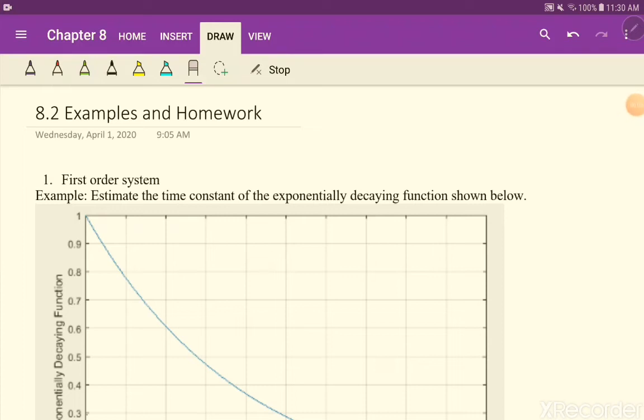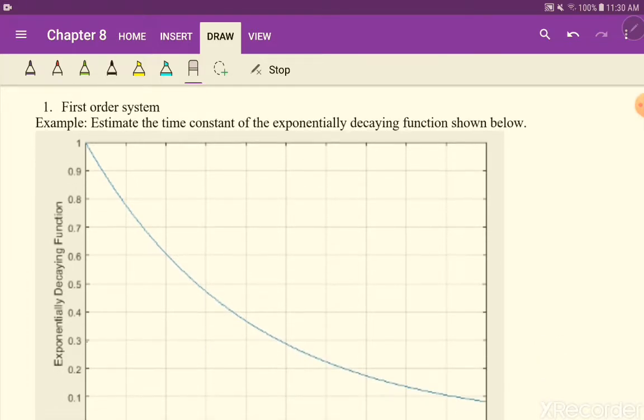Okay, let's do some examples. For the first order system, it says estimate the time constant of the exponentially decaying function shown below. An exponentially decaying function would look like this. Let's say you have x of t equals some constant times e to the minus something t, let's say minus kt.